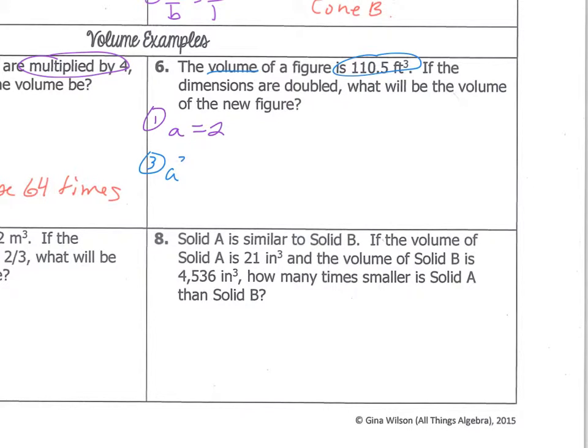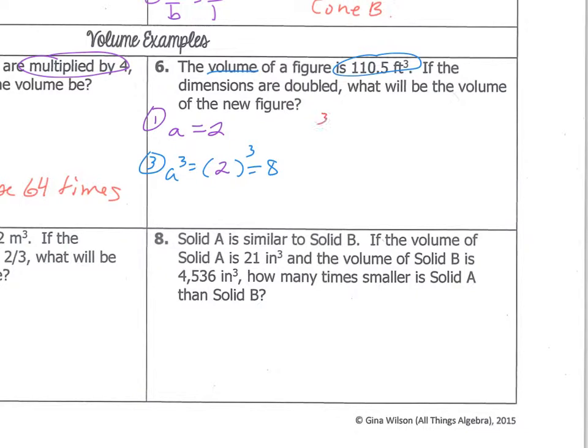Yeah, so we want A cubed. So we're going to put 2 in there. And what does that give us? 8. So that means our volume is going to get 8 times larger, right? So let's figure out that new volume.